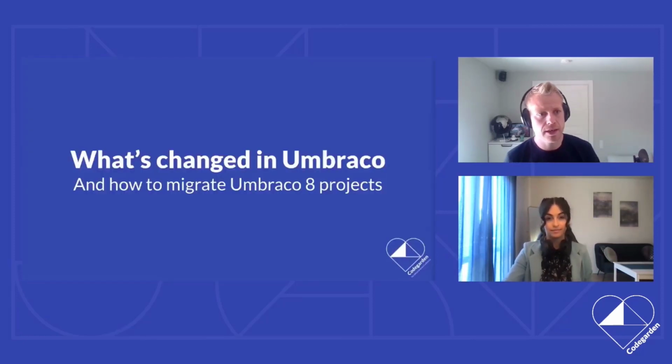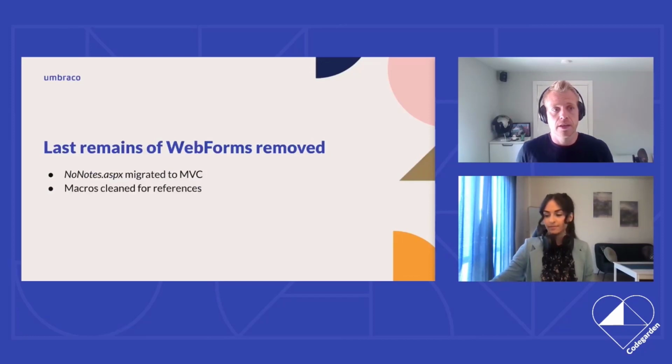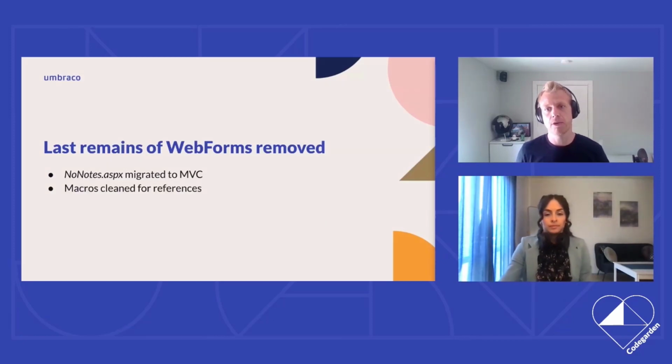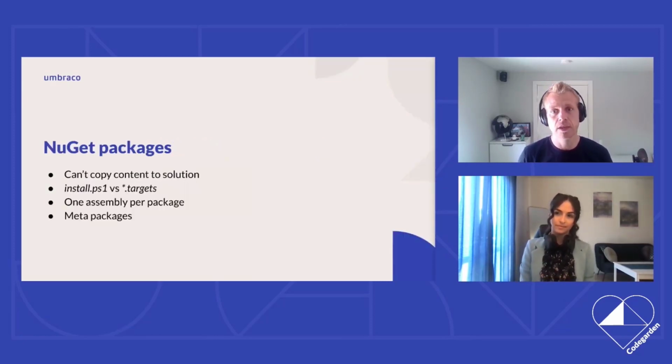Let's take a look at what's been changed in Umbraco so we have a better idea what it takes to upgrade or migrate from Umbraco 8. The first thing to notice is we have removed the last remains of web forms. So before, the page that is shown when Umbraco is empty was implemented in web forms. This has now been migrated to MVC. Also macros have been cleaned for references.